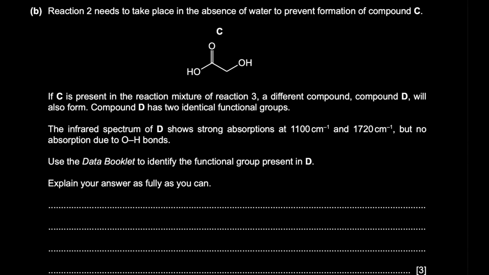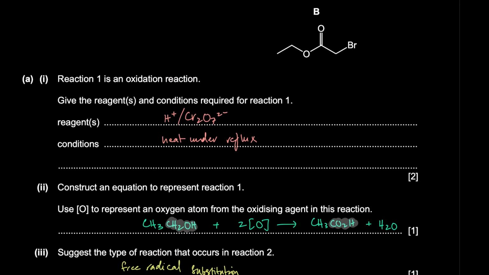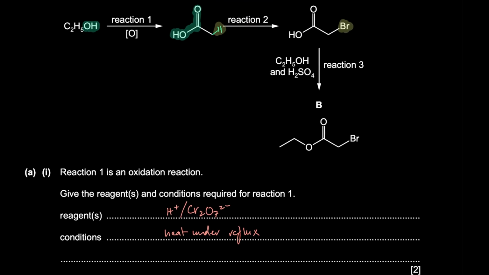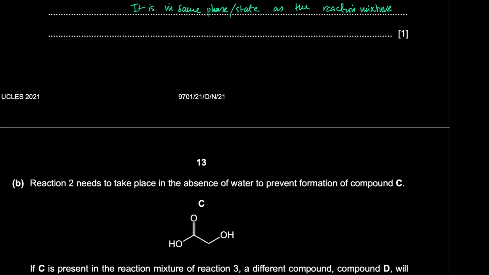Reaction 2 needs to take place in the absence of water to prevent formation of compound C. So here we have compound C, right? What they're saying is that if water is present in reaction 2, then the bromine will be converted to an alcohol. This will become an OH instead. If water is present, what we'll have is hydrolysis of the bromoalkane.